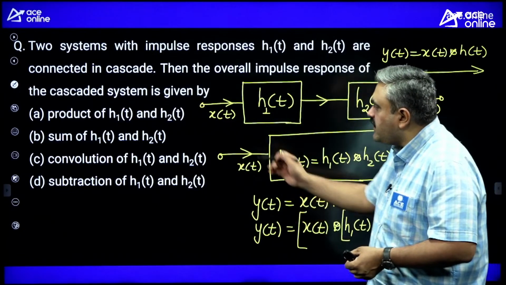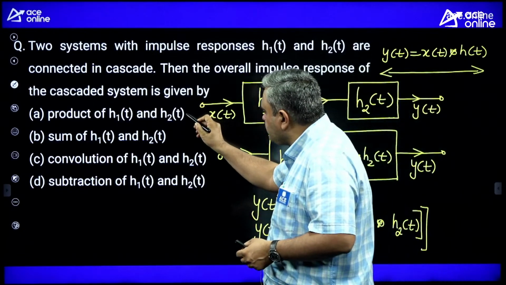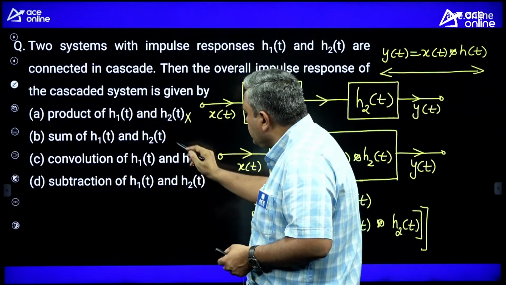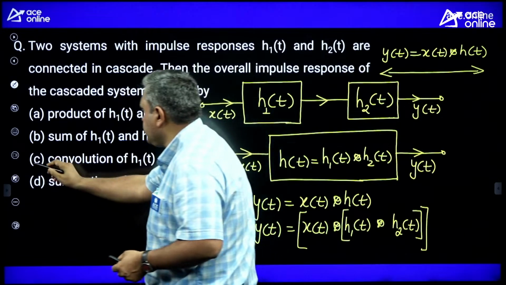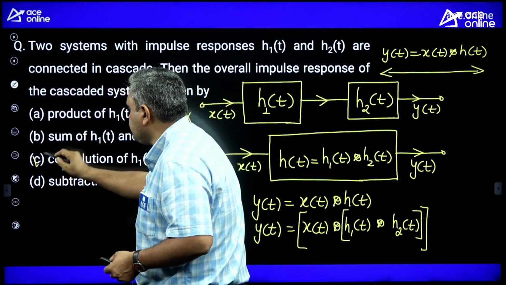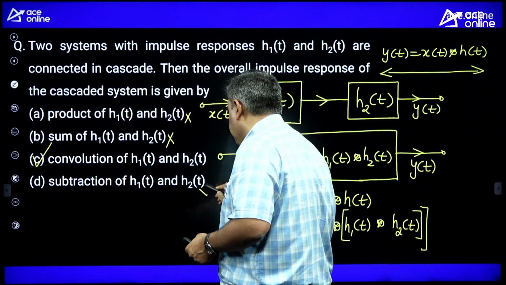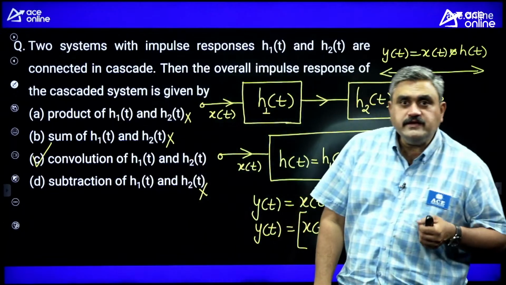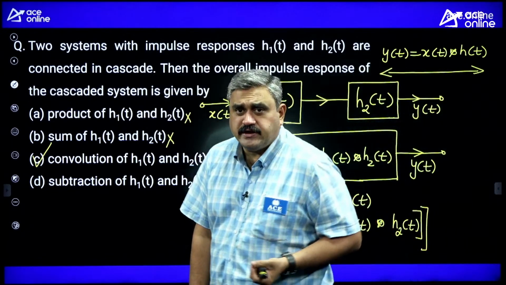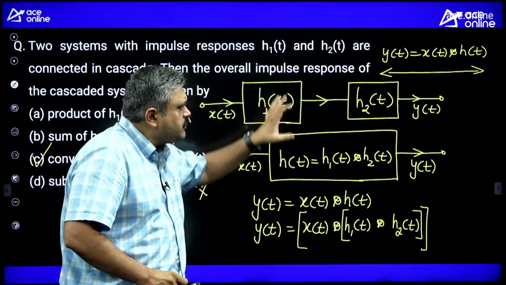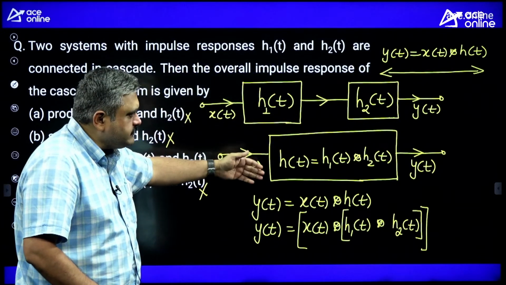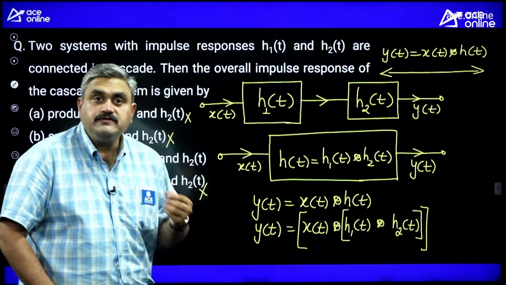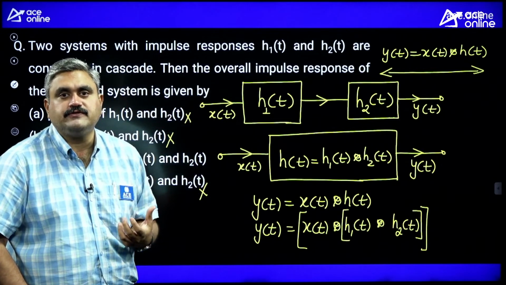So what would be your right choice? It is not product of h1 of t with h2 of t. It is not sum of h1 of t with h2 of t. Correct. So your correct choice will be option C. Finish. So these type of questions, by just seeing, you can tell. If you just know the input-output equation based on x, h and y, you can directly tell the answer. So this is how you need to understand the concept.